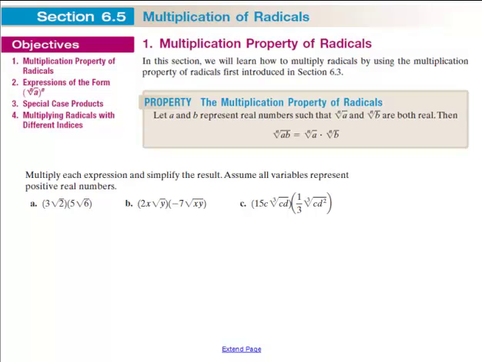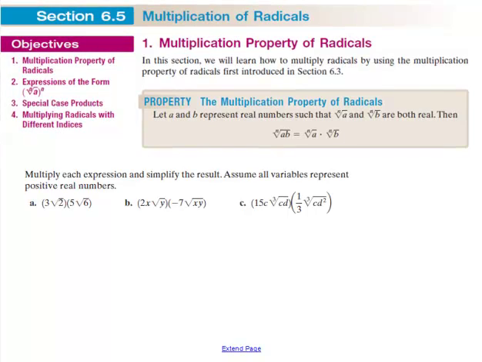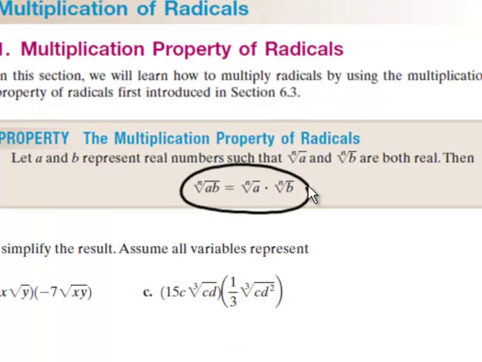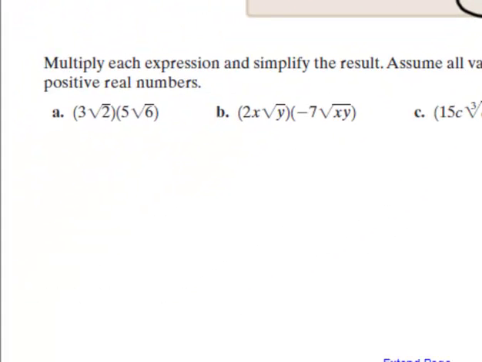6-5 is all about multiplying our radicals together. So far we've learned how to simplify them. We've learned how to add and subtract, and now we're on to multiplication. So remember this property from 6.3, that we can either split things up or combine them in order to get things simplified. So if we take a look at our very first problem here, I want to multiply 3 root 2 by 5 root 6.